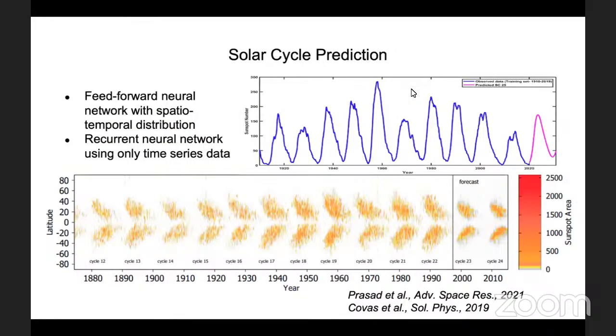Solar cycle prediction. This is a prediction for the next cycle. It has to be verified, of course. We are somewhere here now, and the maxima is probably somewhere next year. This is what we were just referring to, the spatio-temporal distribution of the sunspots, the so-called butterfly diagram, and this is the forecast. Of course, some forecasts happened in the past as well, so people are now comparing them. This is work which was done at TIFR, just picked up as something which is also done in India.